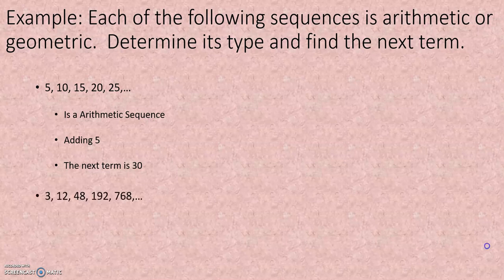3, 12, 48, 192, 768. You can see there is a common multiple of 4. So it is a geometric sequence. Multiply by 4. The next term is 3072.